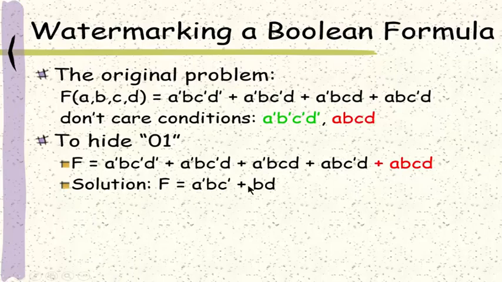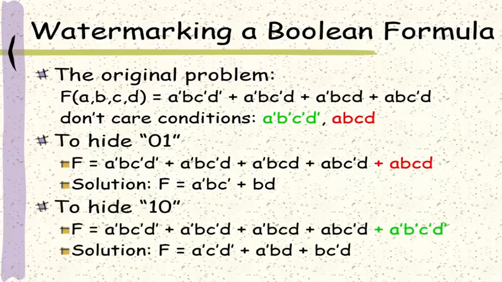C prime plus BD. And similarly, to hide the message 10, we can include the first don't care condition into the Boolean formula, and then leave the second don't care condition away. This is because the second bit is 0. And as a result, we obtain this solution, which is distinct from the first one.